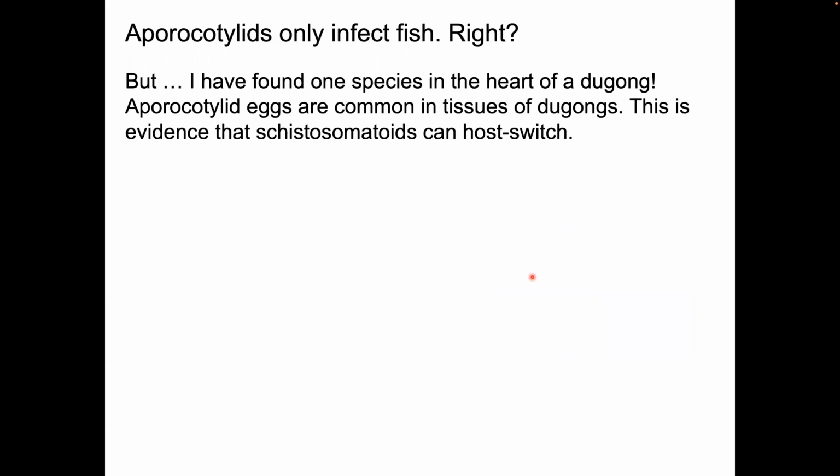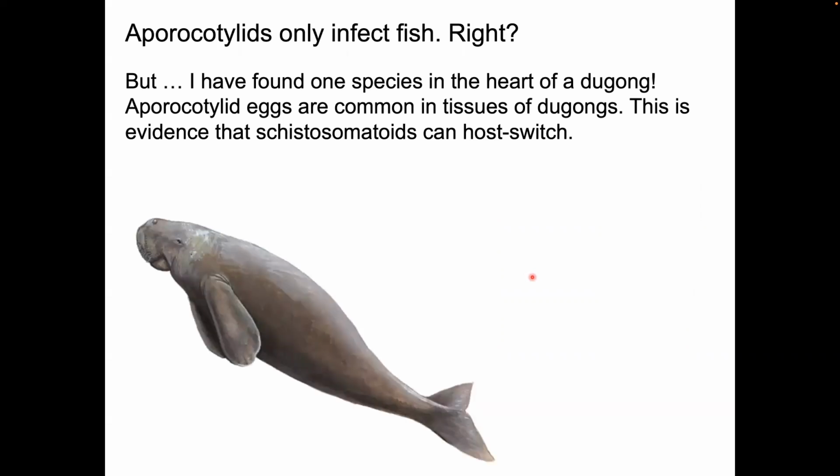And everybody knows that Apocalids only infect fish. Well, here's a problem. I found a species of Apocalid in the heart of a dugong. And a dugong is a marine mammal.